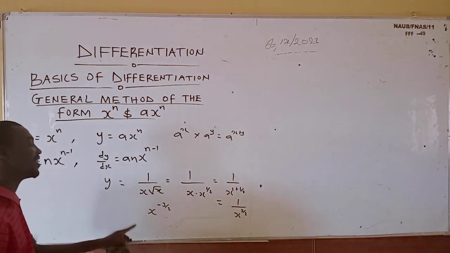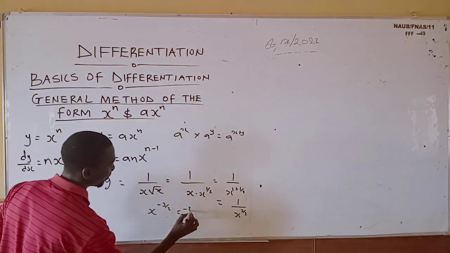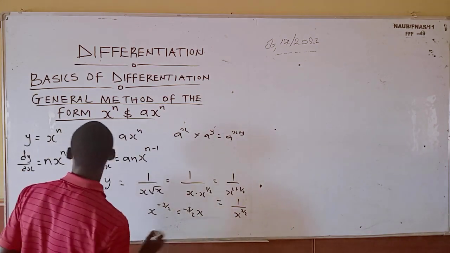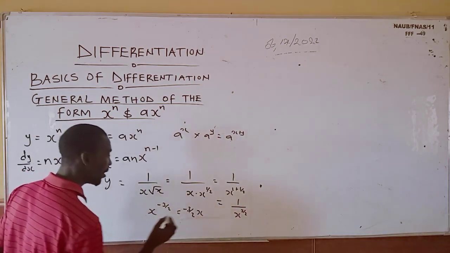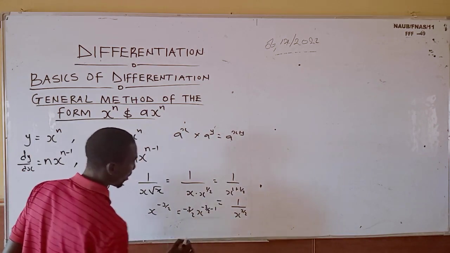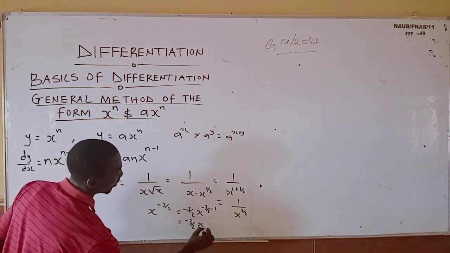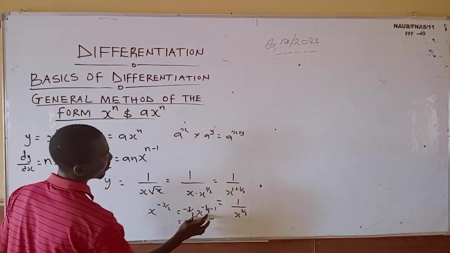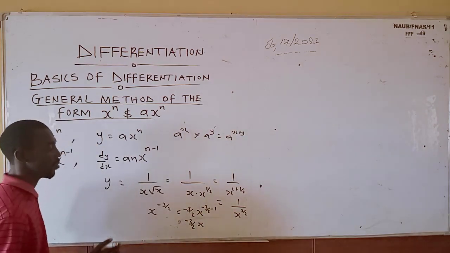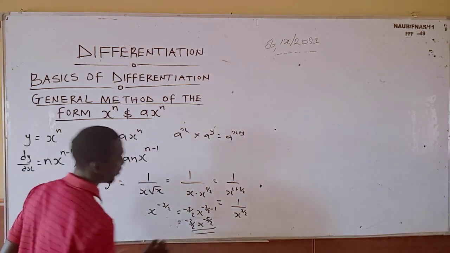So can I differentiate this now? Yes, of course. You bring the power to the front, minus 3 over 2, s to the power of minus 3 over 2 minus 1. If you do this, your answer is nothing but minus 3 over 2, s to the power of what? Minus 3 over 2 minus 1 is nothing but minus 5 over 2. So that is our answer.